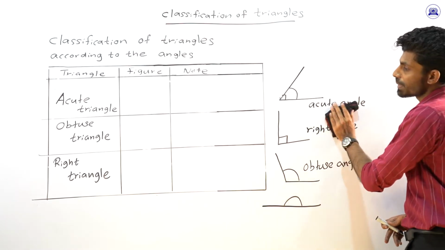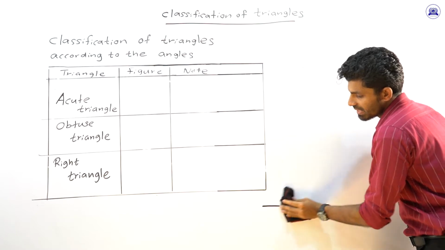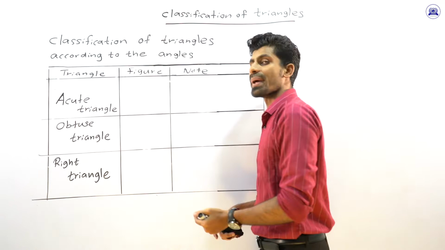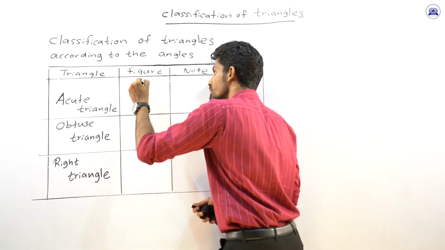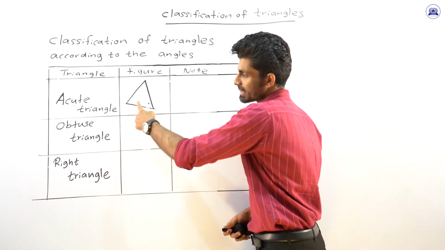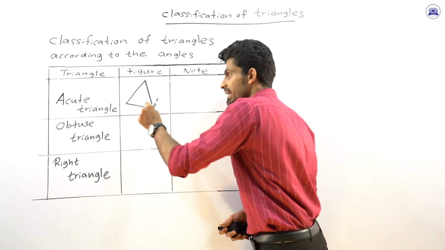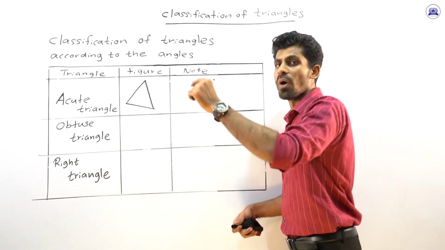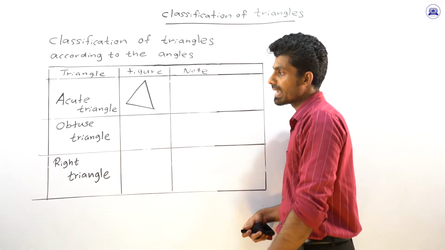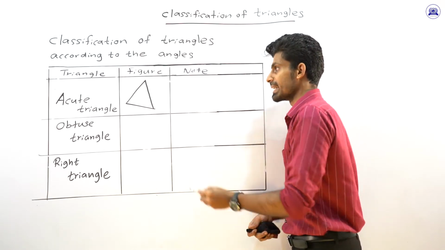But in this one, we are going to consider the triangles, right? First one, as we can see in the chart, acute triangle. Acute triangle means all angles are less than 90 degrees. Can you see? This angle is less than 90 degrees, this one also, and this one also. The magnitude of each angle is less than 90, right?